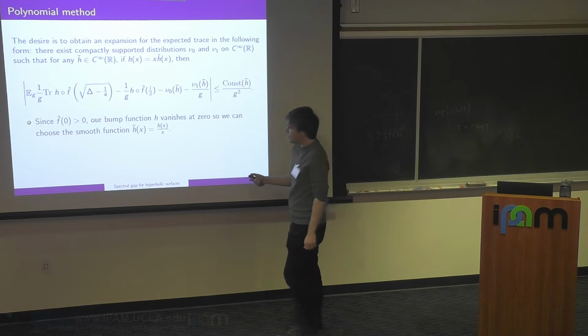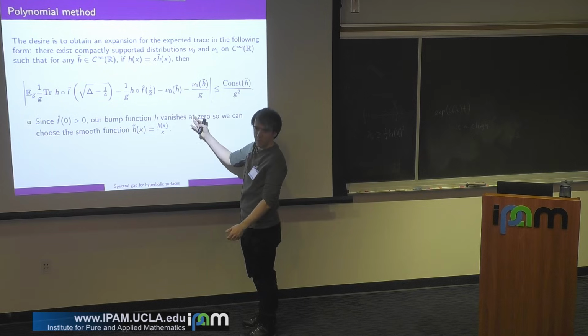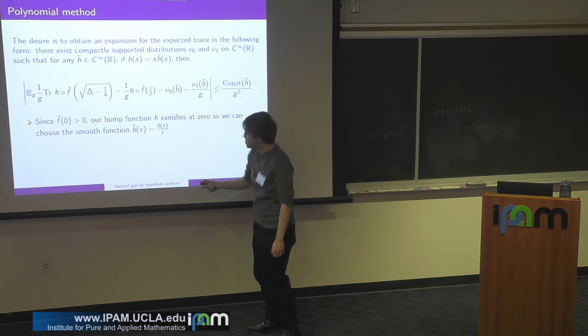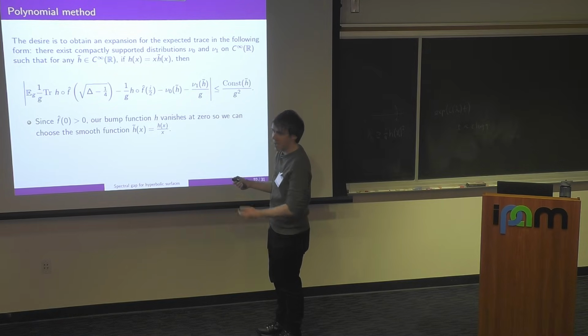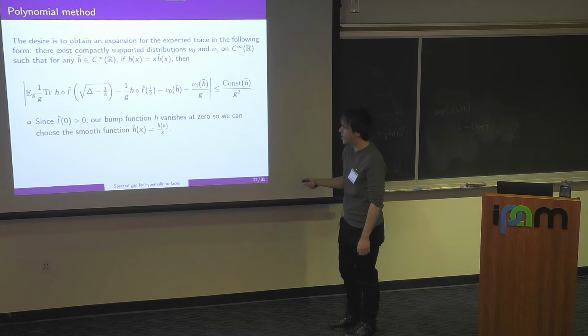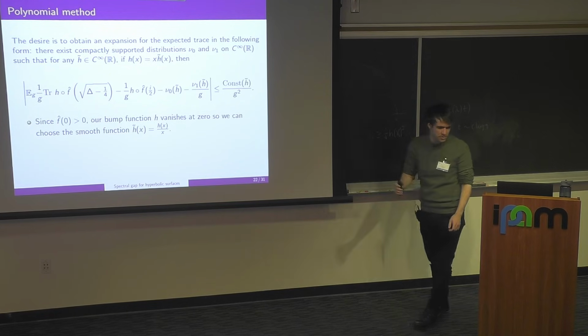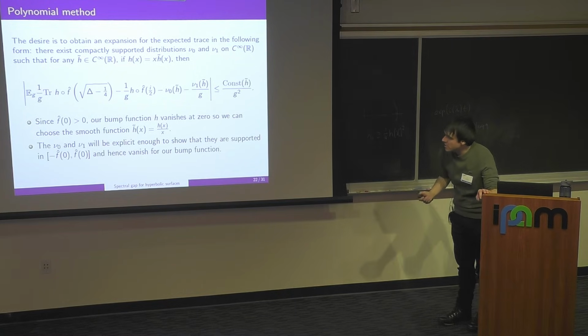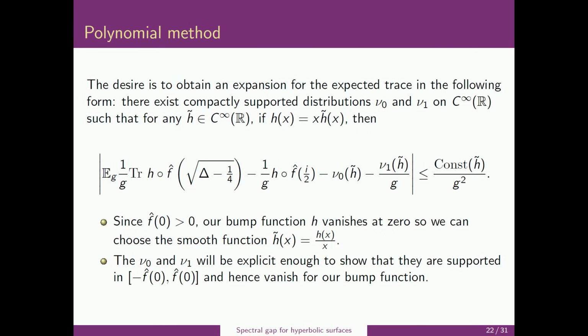So if I have such an expansion for smooth functions, it works for the bump function that I mentioned for the reason that this f hat of 0, so where 1/4 gets mapped to, is something strictly positive. So our function h does vanish away from 0. So I can put h tilde as my nice bump function, h over x, plug it in here, and this thing will work. Now, the idea is to show that, okay, this nu 0 and this nu 1 are compactly supported distributions. In other words, there's some closed interval in the real line, such that if I plug in a function supported away from that thing, these things will vanish.